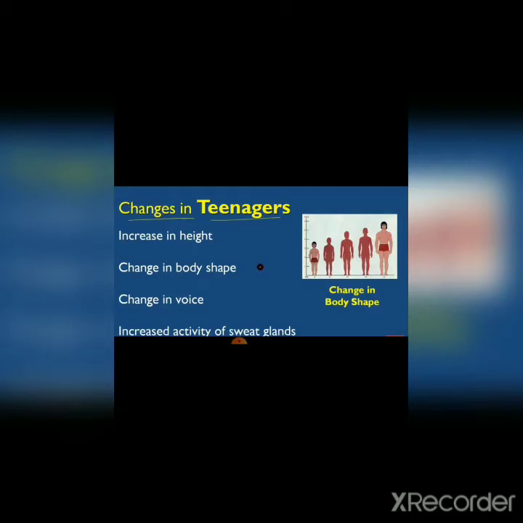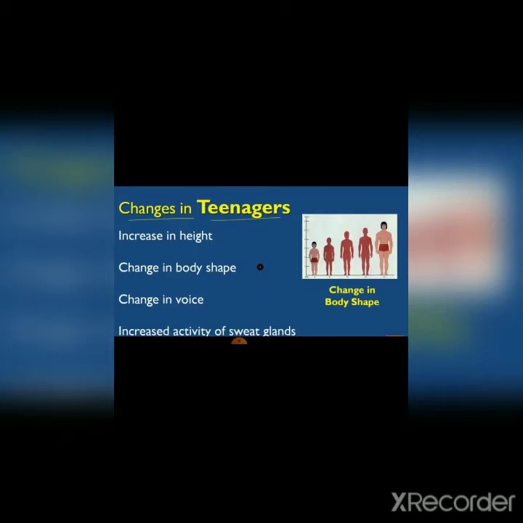Here we can say increase in height, but all parts are not increased altogether. Suppose eyes, nose, lips, face, arms, legs, all parts do not start to increase at the same time. First of all, increase in height seems in arm and leg bones. Okay, the arm and leg part increases first, and after that other parts of the body will start to increase. Second thing, the change in body shape, obviously.